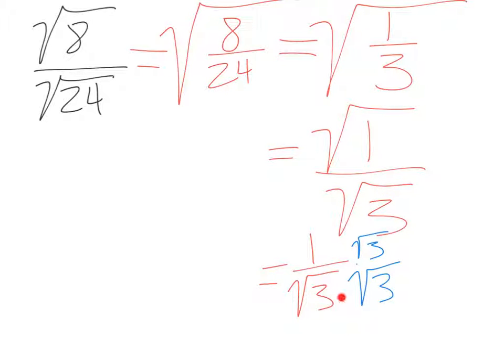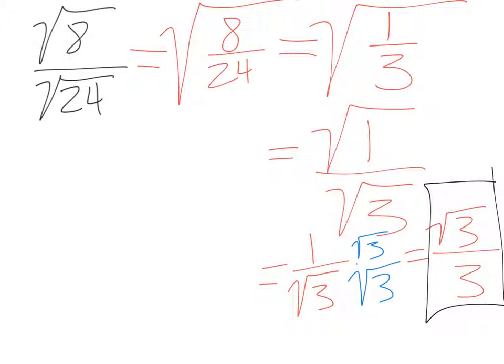Okay, so I multiply the bottom by square root of 3, I have to multiply the top by square root of 3. And by doing that, I get 1 times square root of 3 is just the square root of 3. And on the bottom, square root of 3 times the square root of 3 is 3. And that is my final answer. I don't have anything else I can simplify, and the bottom is not a square root.